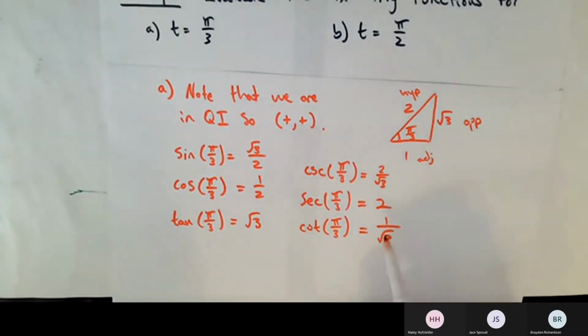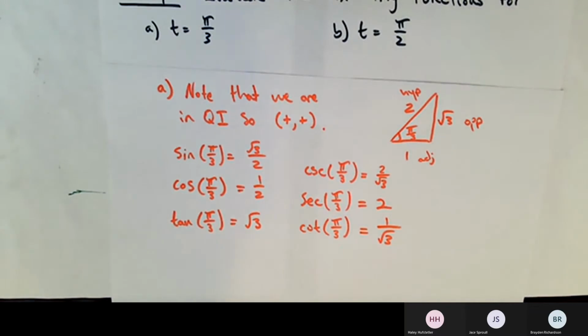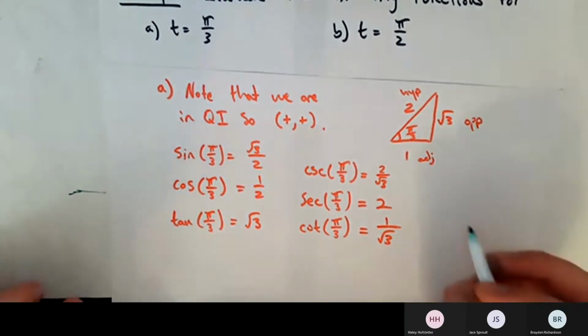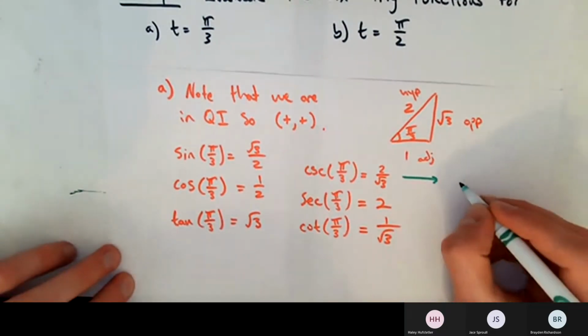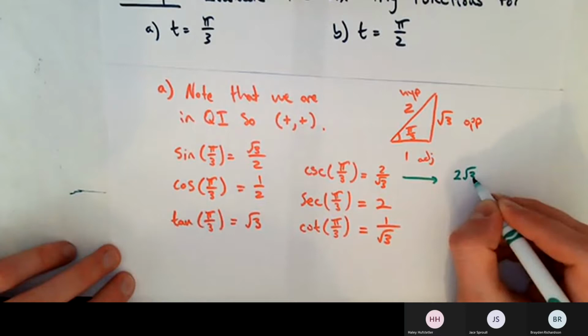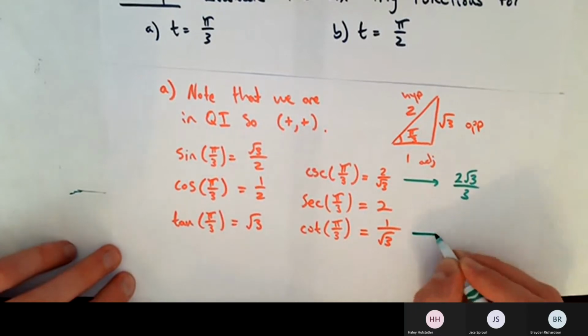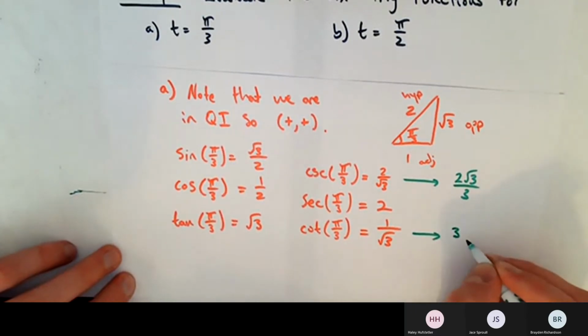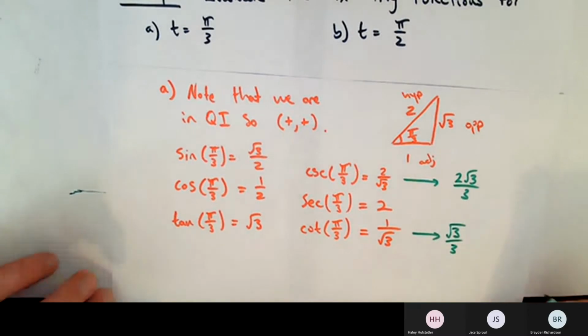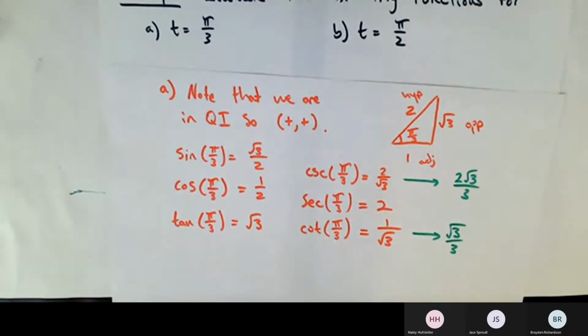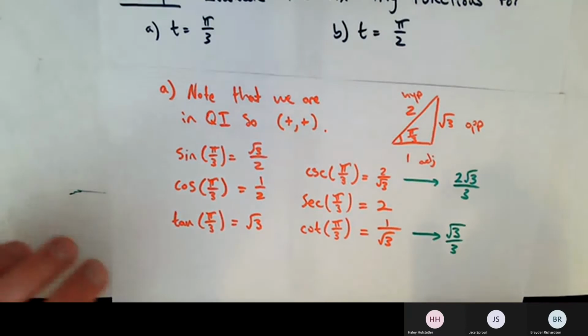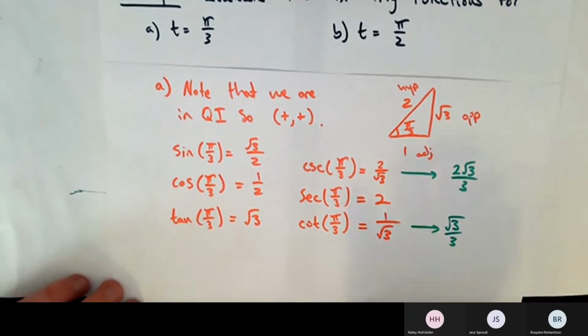And you can rationalize these if you want, but no need. No absolute need to. But if you wanted to, what would you get? Let's see. If you rationalize this, you would get 2 square root of 3 over 3. And if you rationalize this, you would get square root of 3 over 3, if you'd like to do that. It's not necessary, and homework and exams will accept answers like this.